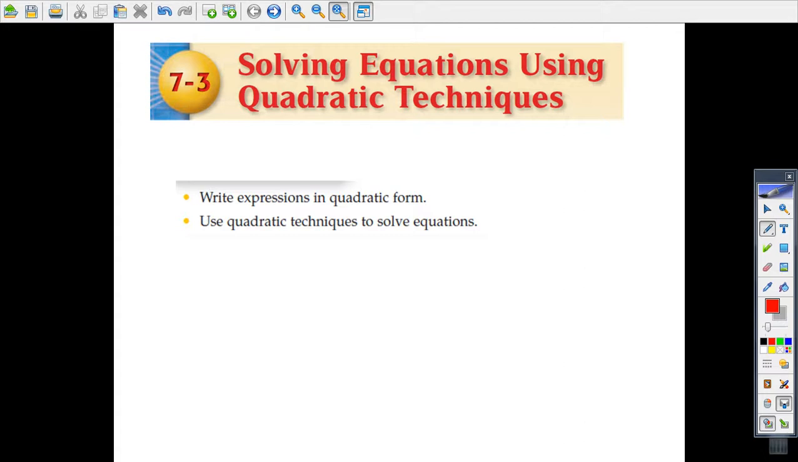So we're just going to jump right into it and start working on some example problems. First we'll work with expressions, and then we'll jump into equations and actually find solutions using quadratic techniques. So remember that a quadratic is something of the form ax squared plus bx plus c.